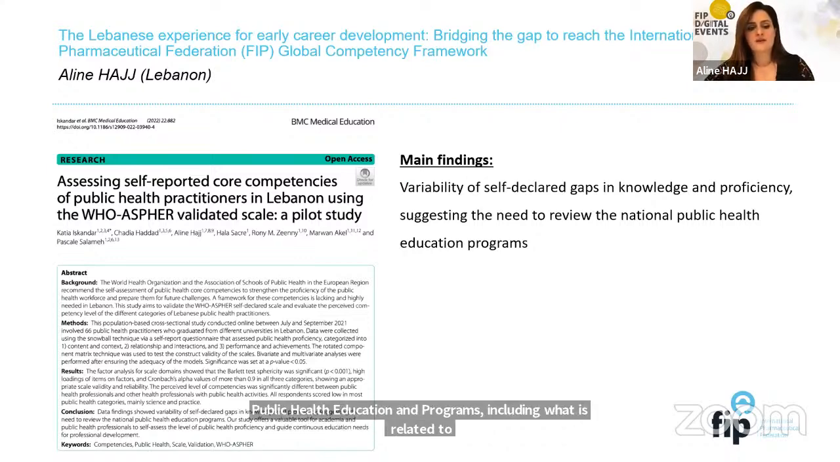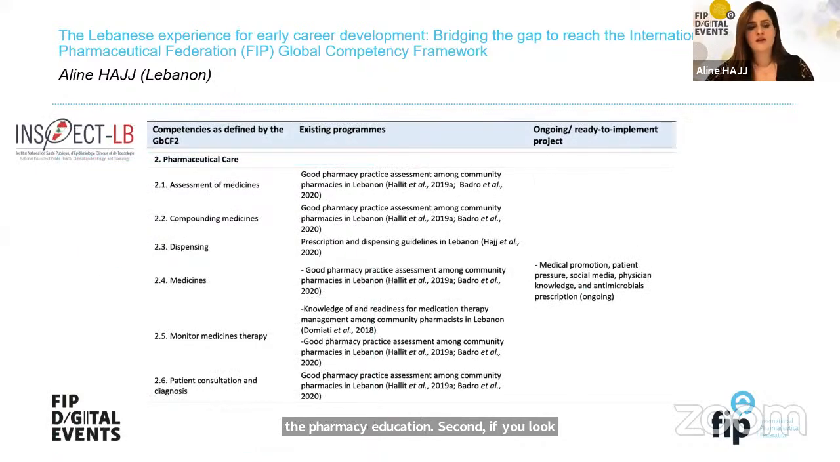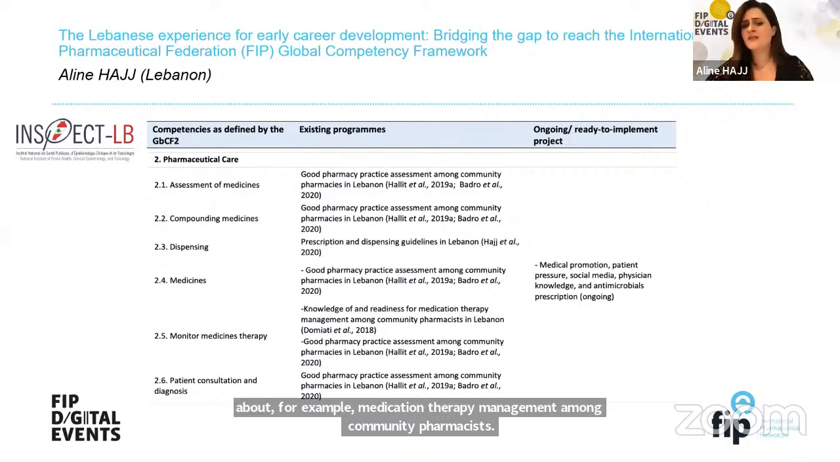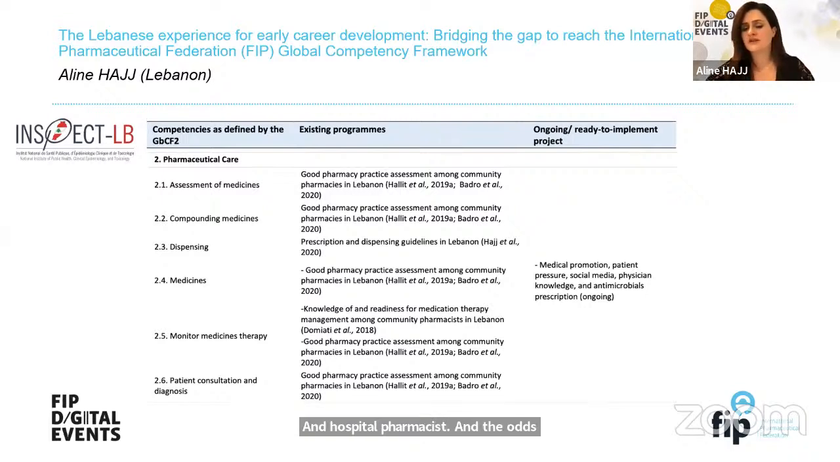Second, if we look at the second part of the GbCF regarding pharmaceutical care, of course, we have existing programs regarding good pharmacy practice and knowledge and readiness about, for example, medication therapy management among community pharmacists and hospital pharmacists. And there are so many ongoing projects related to medical promotion, to social media, to, for example, antimicrobial prescription, and so on.